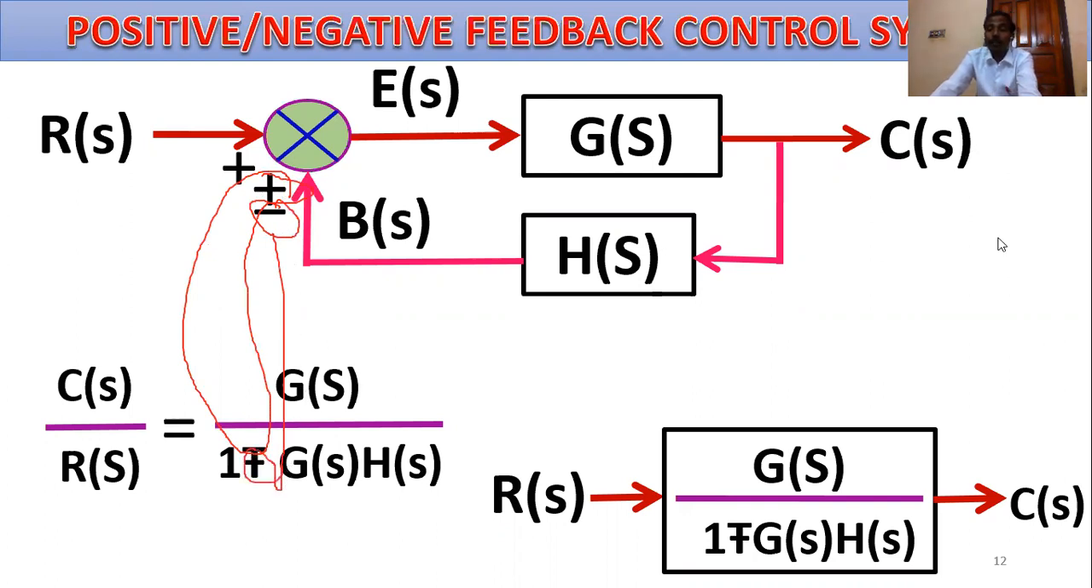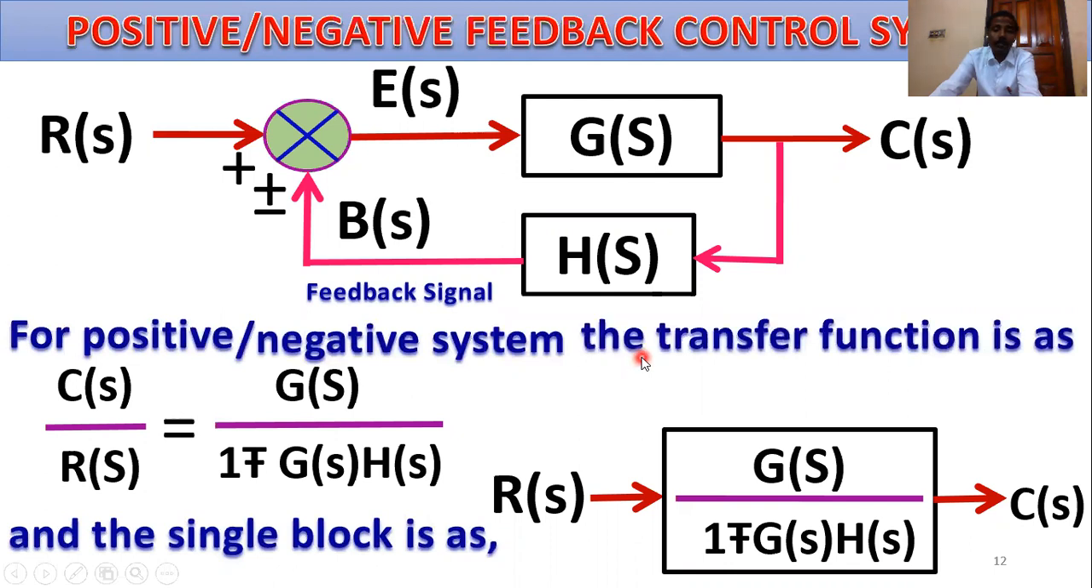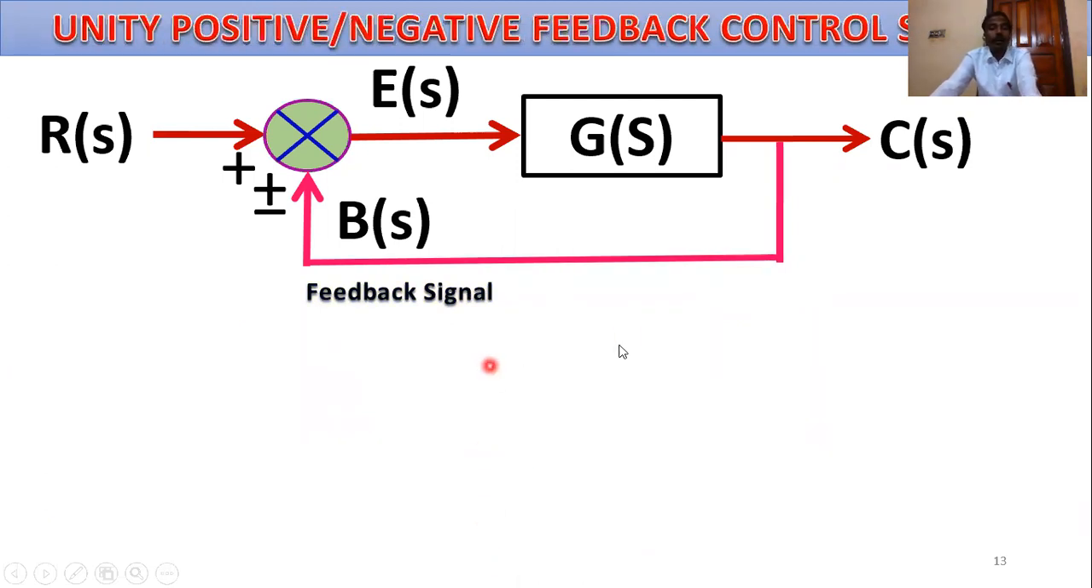For positive and negative closed loop systems, the transfer function is C(s)/R(s) equals G(s) by 1 minus or plus G(s)H(s), where R(s) is the reference input, G(s) by 1 minus or plus G(s)H(s) is the block gain, and C(s) is the controlled output. This is the single block.